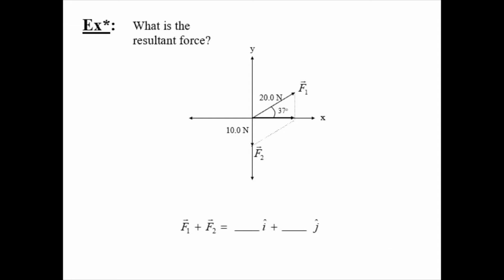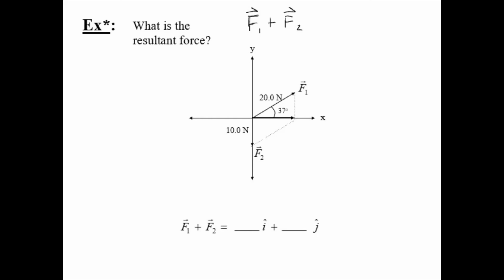So let's try to pull this all together here. Let's try to add vector F1, shown in this diagram, to vector F2. In other words, I want to know the resultant force. I want to know what the answer is to vector F1 plus vector F2. I want to know that sum of these two vectors, F1 and F2, shown in this diagram.